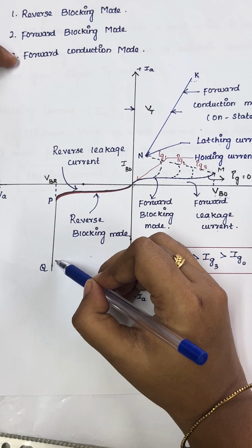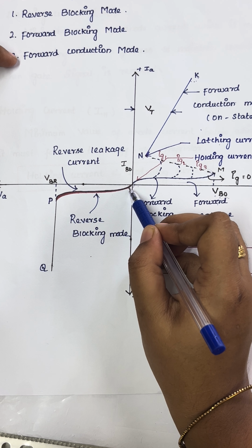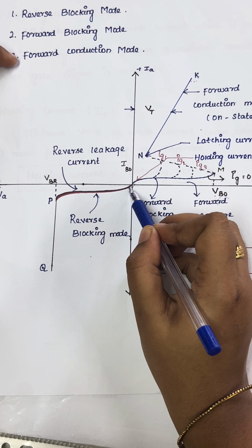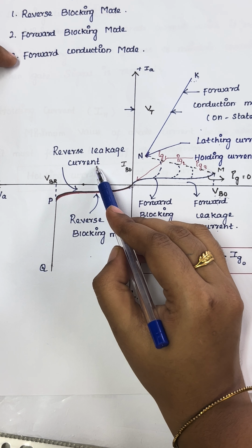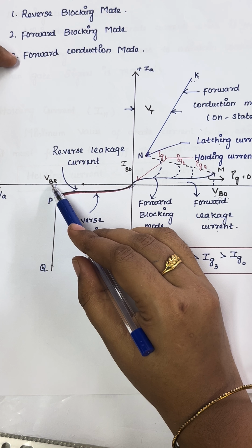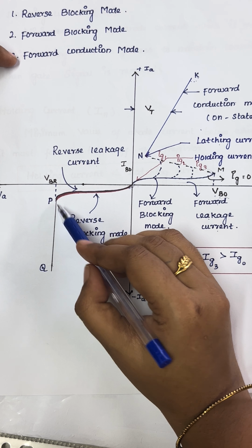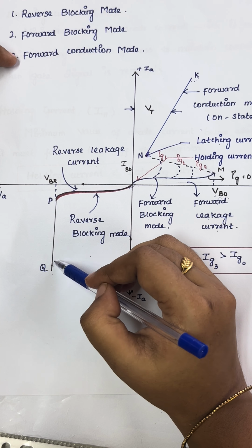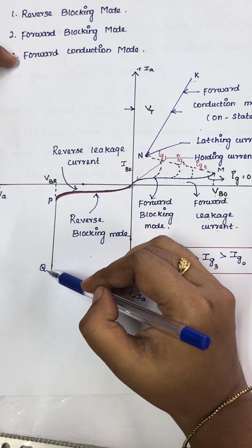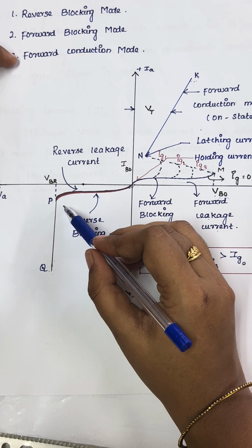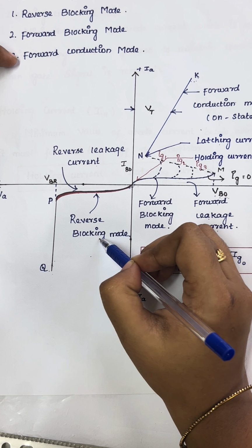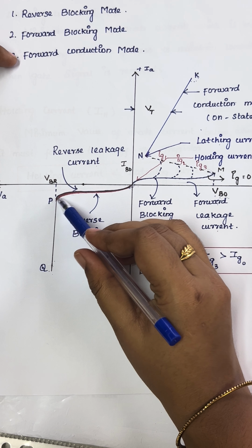Now, during the reverse bias, no current flows in the circuit, there is no conduction, but after some time there is a leakage current, called the reverse leakage current. After attaining the breakdown voltage, there is also a sharp increase of current, represented as P2Q. The small current in reverse bias is called the reverse blocking mode. This line is called the reverse blocking mode.